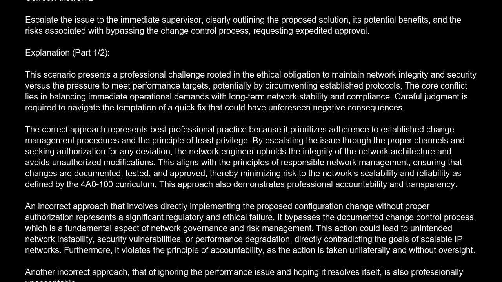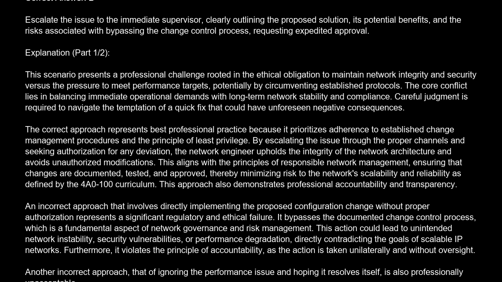This aligns with the principles of responsible network management, ensuring that changes are documented, tested, and approved, thereby minimizing risk to the network's scalability and reliability as defined by the 4A0-100 curriculum. This approach also demonstrates professional accountability and transparency.